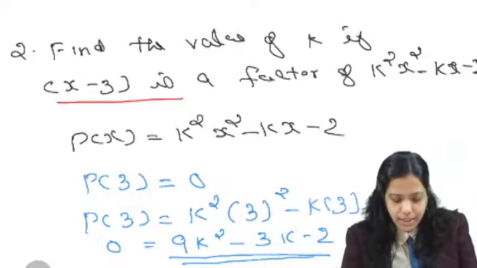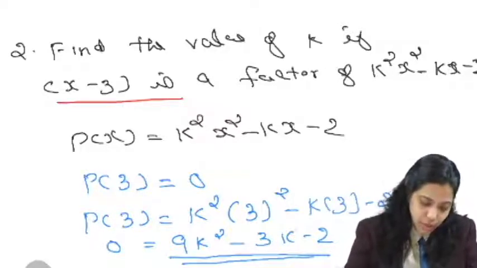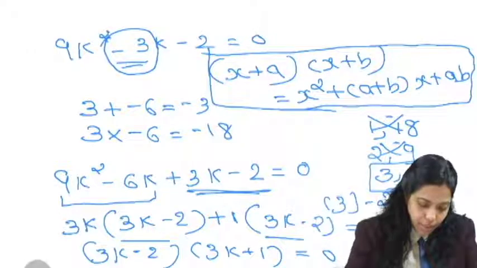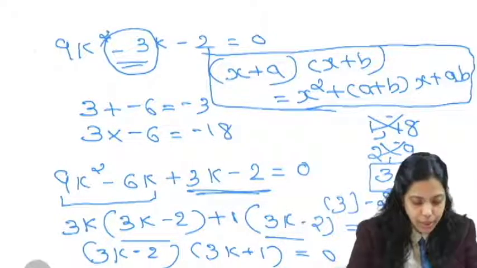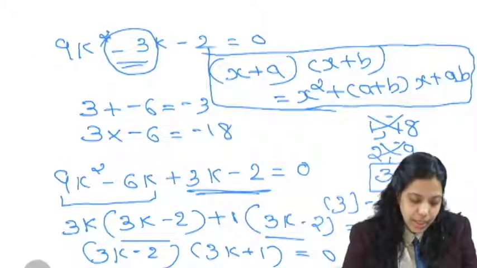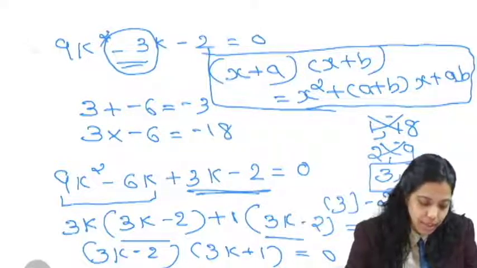We studied that in grade 8 also, how to do the factorization for this one. So let me consider 9k square minus 3k minus 2. Here we can apply splitting the middle term. You are aware of that fourth identity. Can you remember that fourth identity? What is it? x plus a times x plus b gets you x square plus a plus b times x plus ab. We are going to apply the fourth standard identity over here.